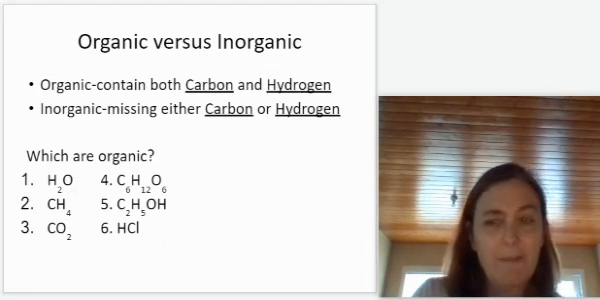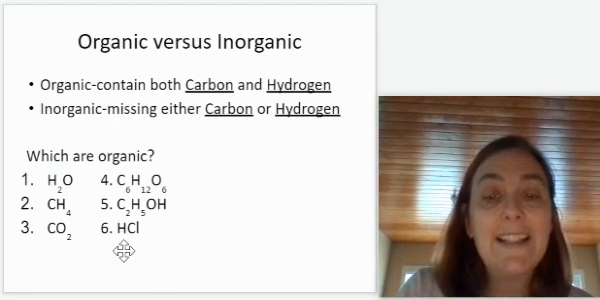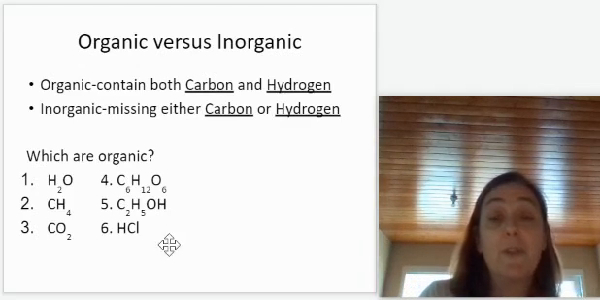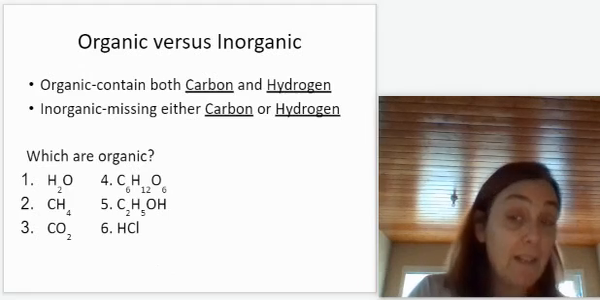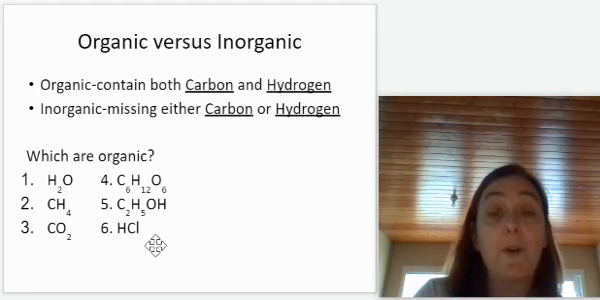Number 6 is tricky. That looks like it might be organic because it's got an H and a C in it, right? But that C is Cl, not C for carbon, that's Cl for chlorine. And so this is hydrochloric acid. Is it organic? No, it has no carbon. It has only hydrogen. So HCl is inorganic.